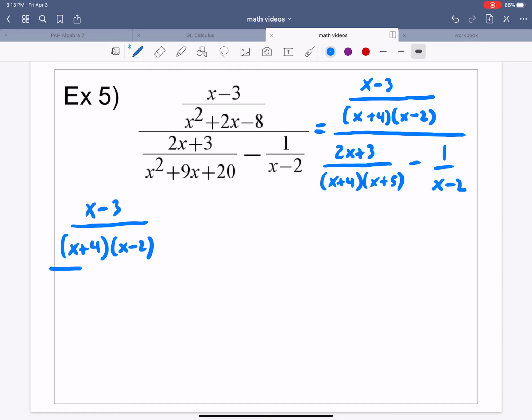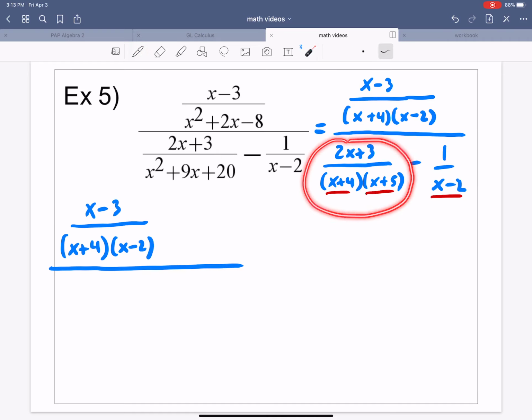Now the bottom is where we've got to do some serious work. We need to figure out what the LCD of the bottom is. If you look, you've got an x plus 4, an x plus 5, and an x minus 2. So that least common denominator is going to be the product of those three things. If the LCD is x plus 4 times x plus 5 times x minus 2, you look at this first fraction here and decide what it is missing. It's missing the x minus 2.